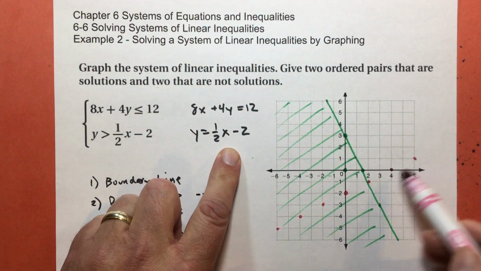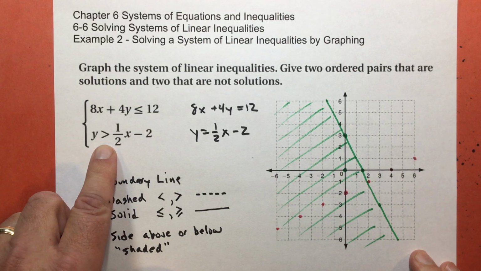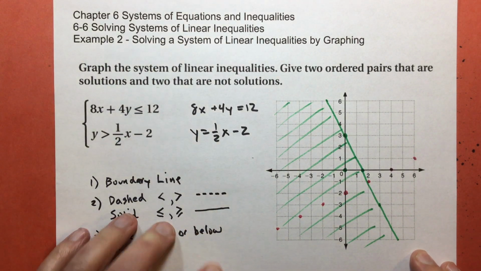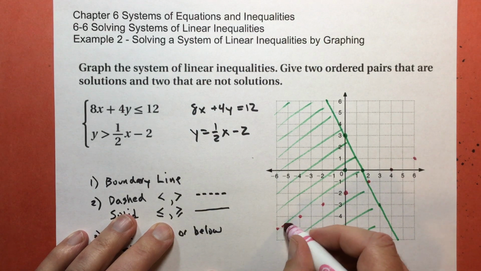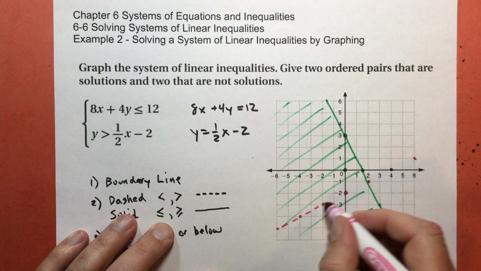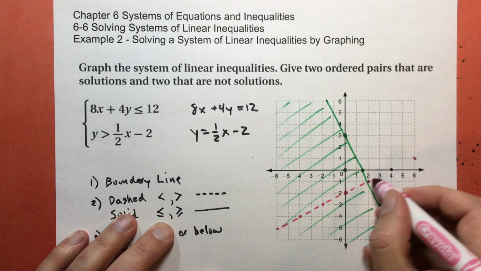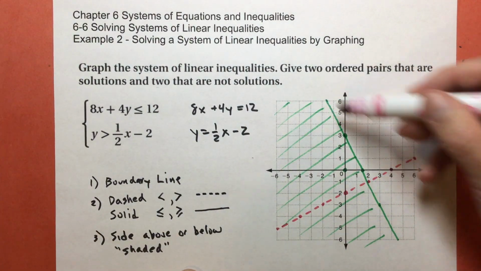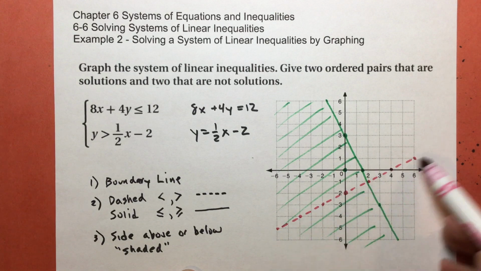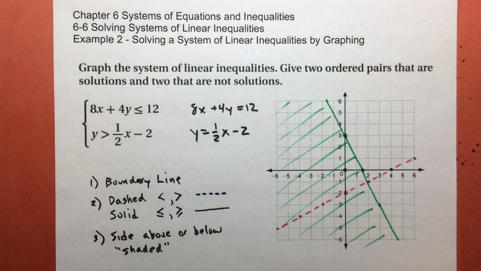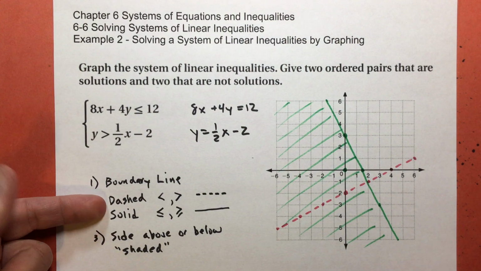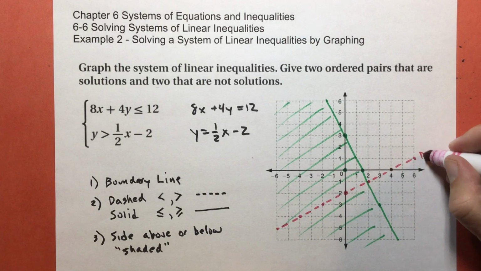Now before I draw this line, I have to decide, is it dashed or solid? The greater than tells me that it's dashed. So all I do is connect the dots, but I don't draw a solid line. And notice I did not put arrows on anything, and I drew it all the way from one side to the other side. Okay, so I know where the boundary line is, and I know that this boundary line is dashed.